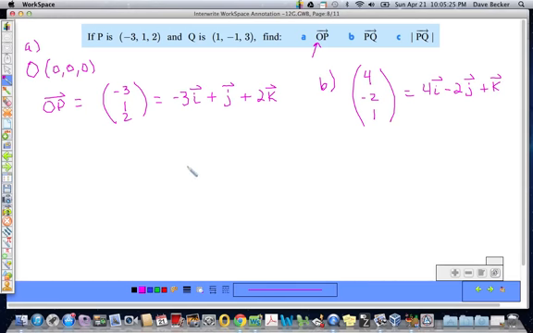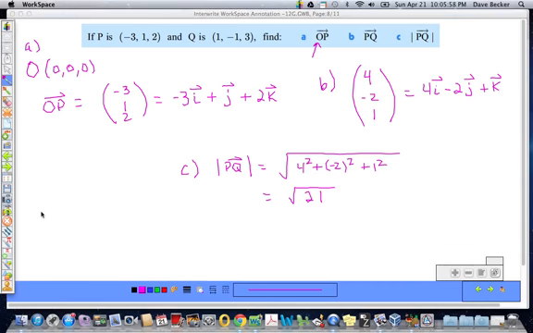Okay, and then part C is simply going to be the magnitude of vector PQ. It's just the square root of the sum of the squares of the components. So that's going to be 4 squared plus a negative 2 squared plus 1 squared. What's that? Square root of 16 plus 4 plus 1, square root of 21, I think. I hope that's right. Of course it's right because I am me and you are not. Okay. Next slide. Cruising through here.